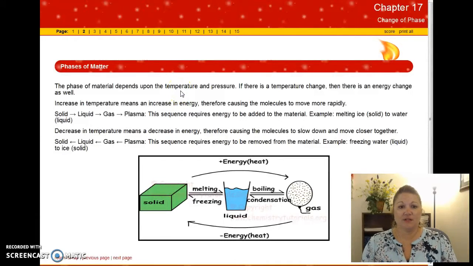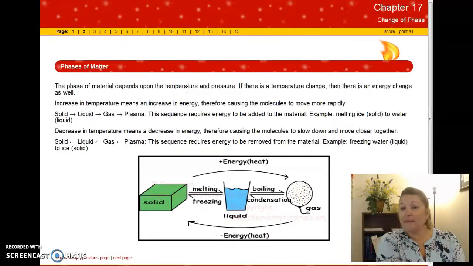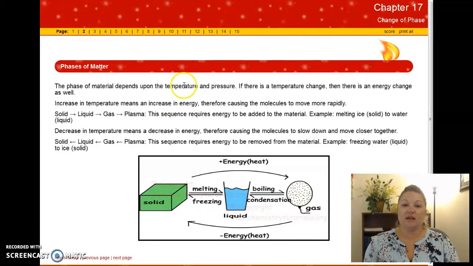So what phase a material is in depends on temperature and pressure. Ice obviously is a solid. That happens at a lower temperature, right? Water vapor is a gas. That obviously happens at a higher temperature, right? Pressure plays a factor too, and we'll get to that later.